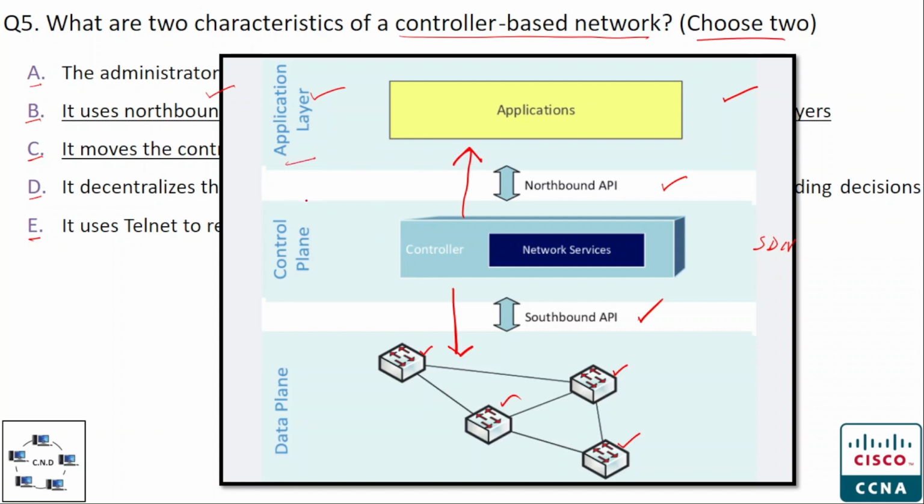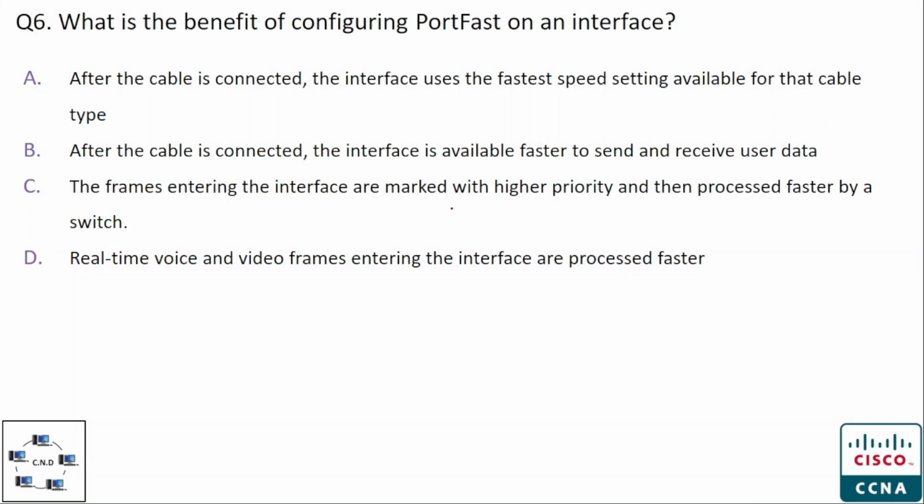And the second characteristic is that the control plane is centralized by the controller. The data plane is decentralized, as we already discussed in the previous question. The data plane is available in all these switches. So it is in fact not centralized at a central device but is decentralized, while the control plane is centralized and available inside this controller. So those are the two main characteristics of the controller-based network or software-defined network.